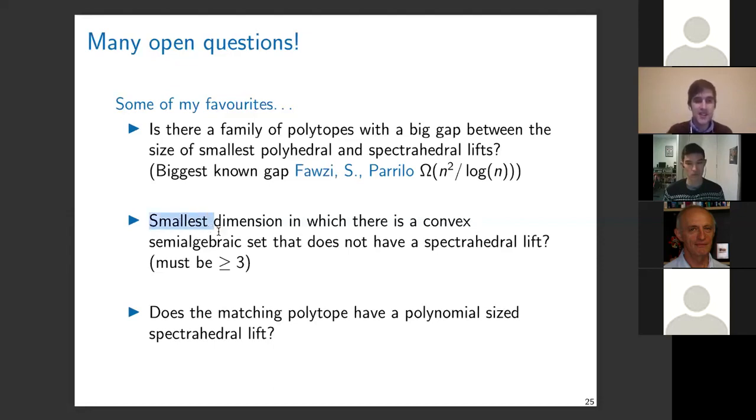Building on Scheiderer's work, we could ask, what's the smallest dimension in which there's a convex semi-algebraic set that does not have a spectrahedral lift? We know that this dimension must be at least 3, because it's also been shown that every 2-dimensional convex semi-algebraic set does have a spectrahedral lift, which is also quite a difficult, interesting result. And then we've seen that the matching polytope, even though you can optimize over it in polynomial time, doesn't have a polynomial size polyhedral lift, but does it have a polynomial size spectrahedral lift? This is an open question, also possibly quite difficult, but very interesting.